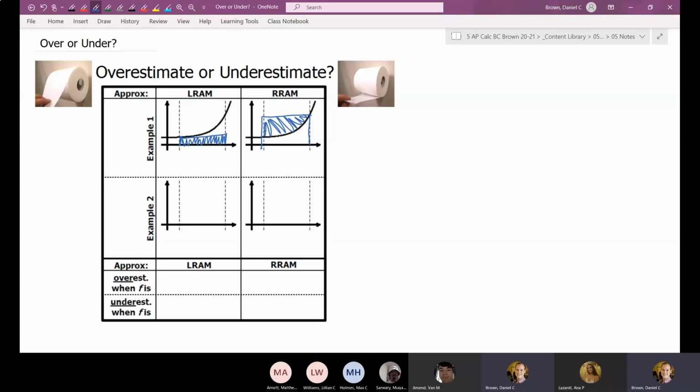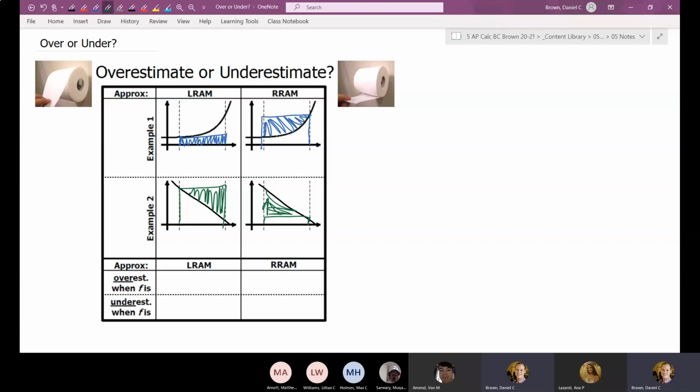Just for comparison, I know I left this one blank in the notes I sent out, so let's just do a decreasing function. Doing LRAM again, if I go up to the function to find the height and then move over to the left, there is the rectangle we see definitely hanging over. So we see that that's an overestimate. For that same decreasing function, if I go up and move from the right, we do see that there's this whole space underneath it where we have underestimated.